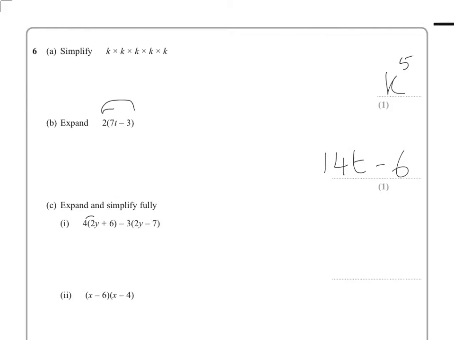Expand and simplify, so 4 times 2y, 4 times 6, so 8y, plus 24, minus 3 times 2y, minus 6y, minus 3 times minus 7, negative times negative is positive, 7 times 3, 21, so plus 21. 8y minus 6y, 2y, 24 plus 21, so plus 45.